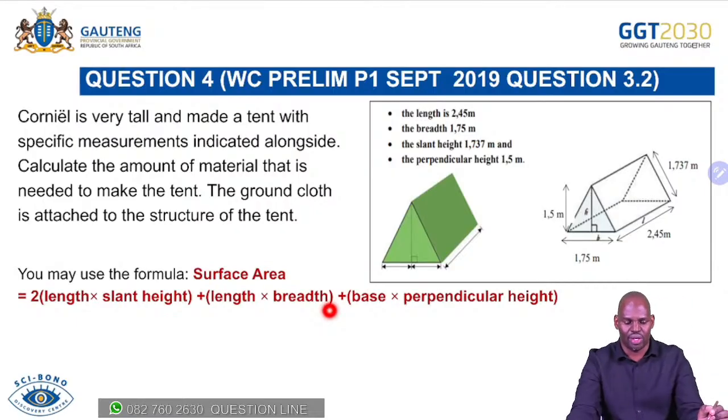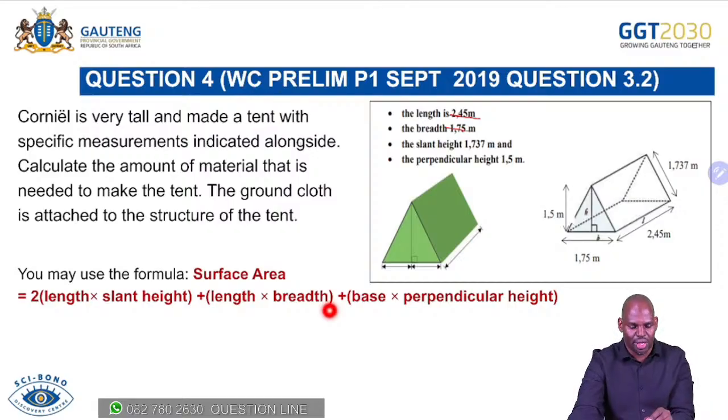So the next question is question 4, which is also taken from one of the question papers in Western Cape, paper 1, September 2019, and that was question 3.2. Okay, the question is, Cornel is very tall and made a tent with specific measurements indicated alongside. So there we've got the measurements. Then calculate the amount of material that is needed to make the tent. The ground cloth is attached to the structure of the tent.